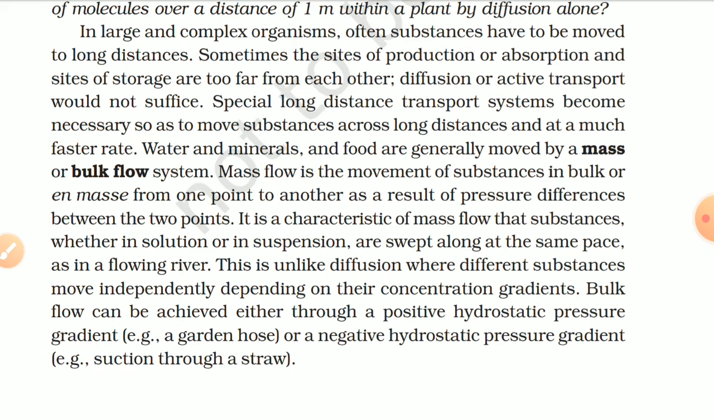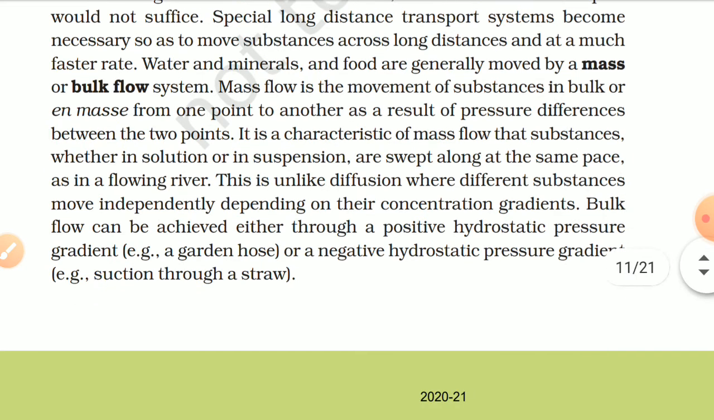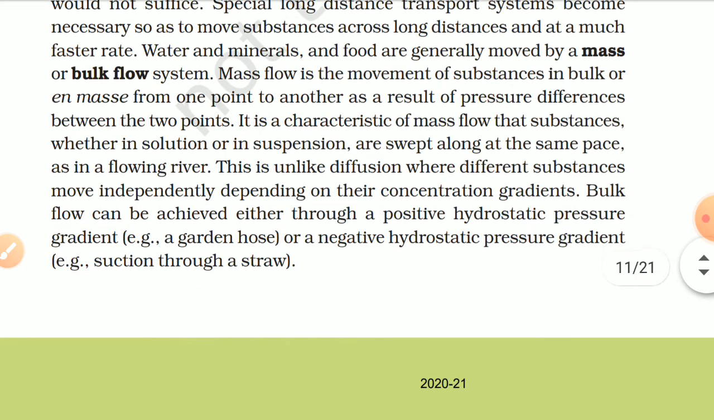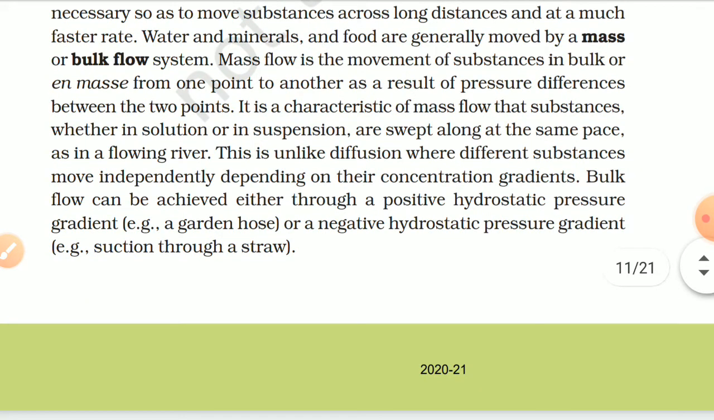Special long distance transport systems become necessary so as to move substances across long distances and at a much faster rate. Water and minerals and food are generally moved by a mass or bulk flow system. Mass flow is the movement of substances in bulk or en masse from one point to another as a result of pressure differences between the 2 points.